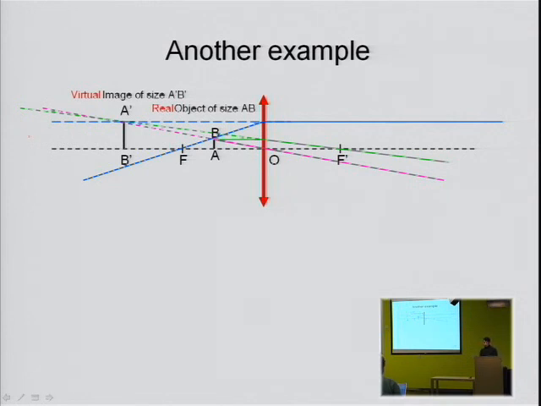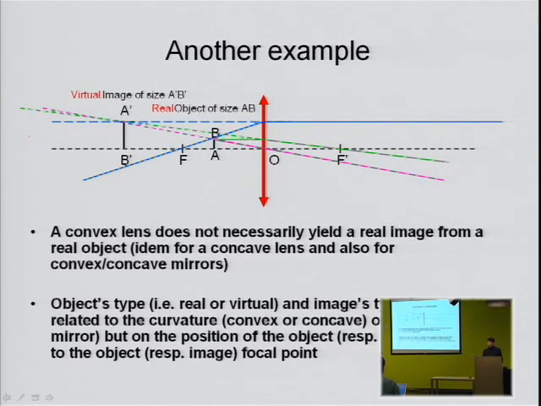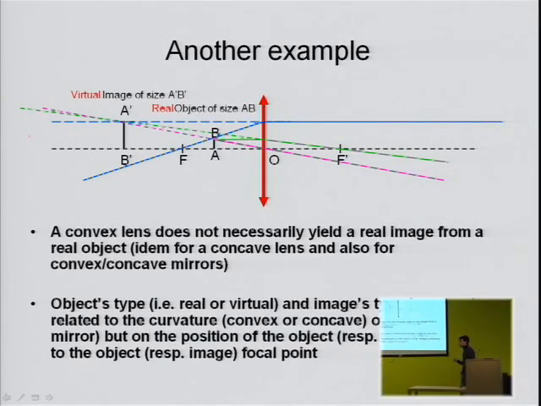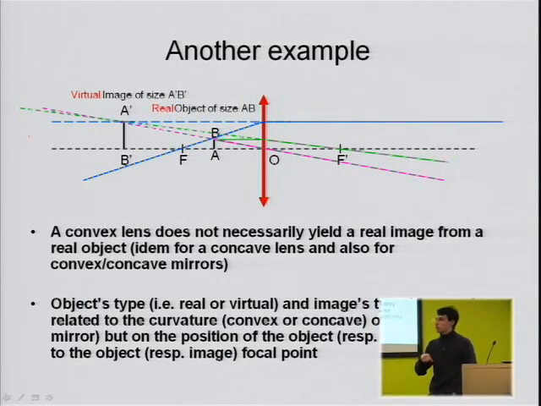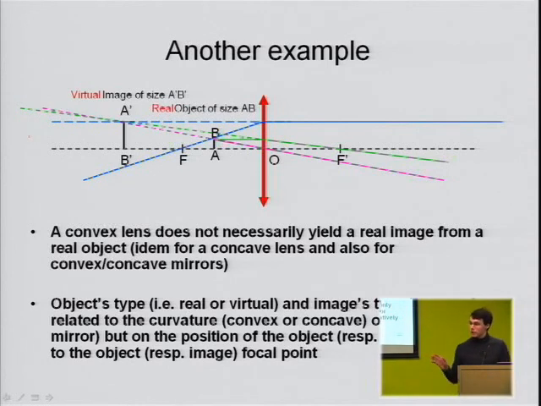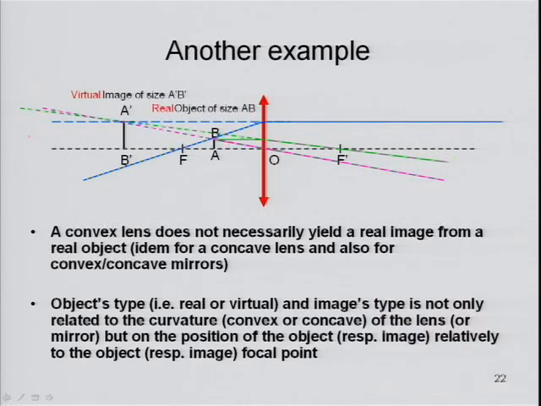So just to highlight the fact that saying I have a real image because I have a convex lens or something like that is really not the way to think about it. For mirrors as well as for lenses, whether your image is real or virtual only depends on the position of the object relative to the object focal plane or focal point, or the image focal plane or focal point.